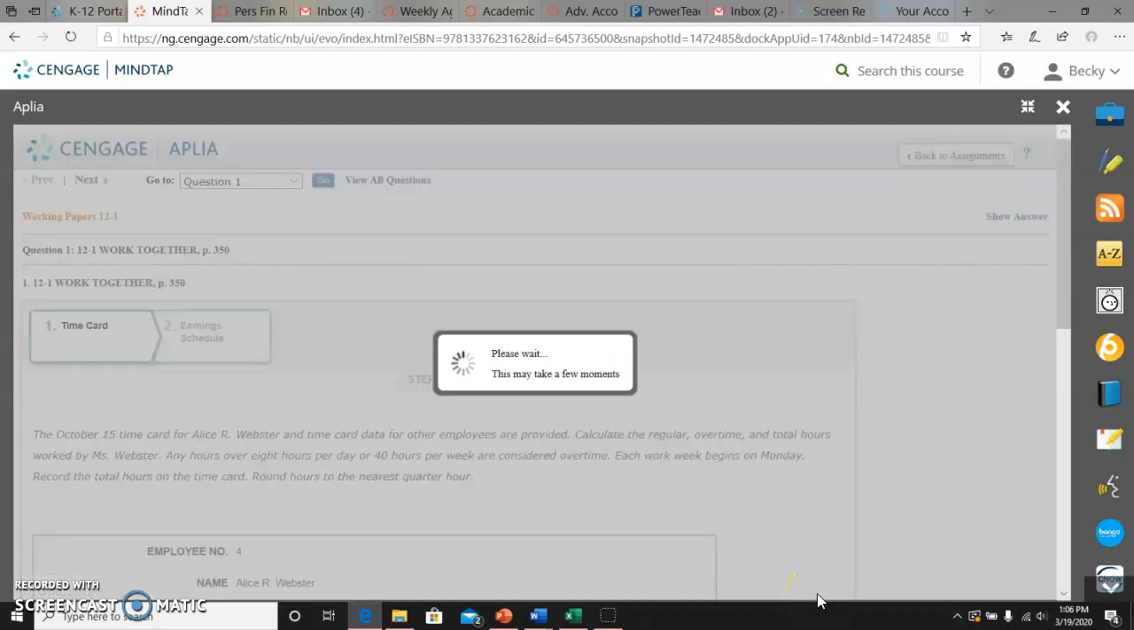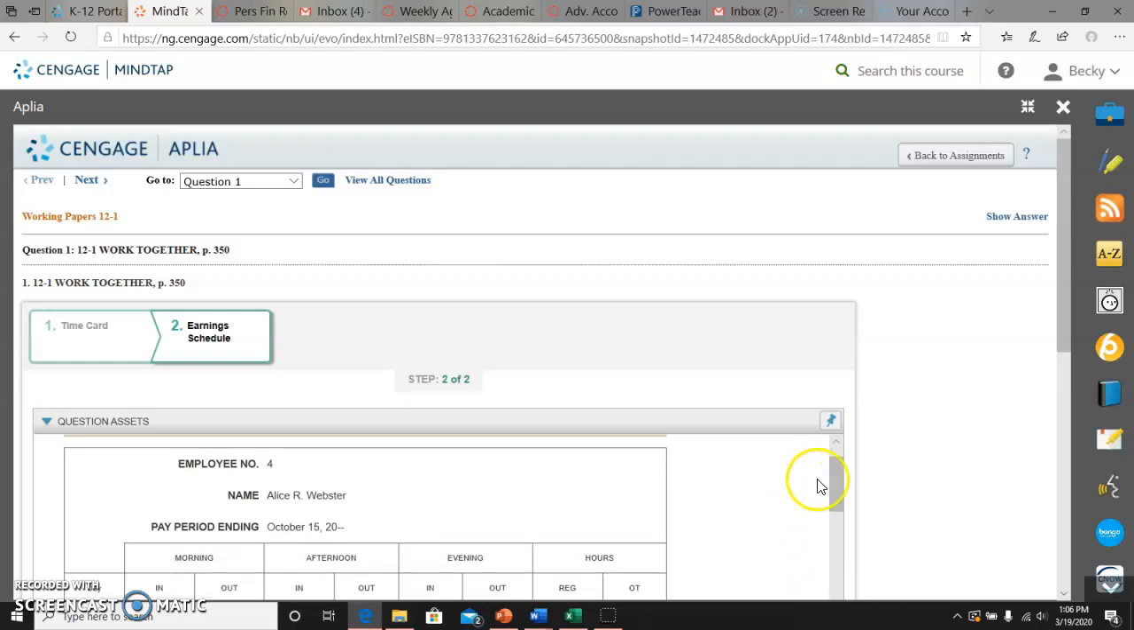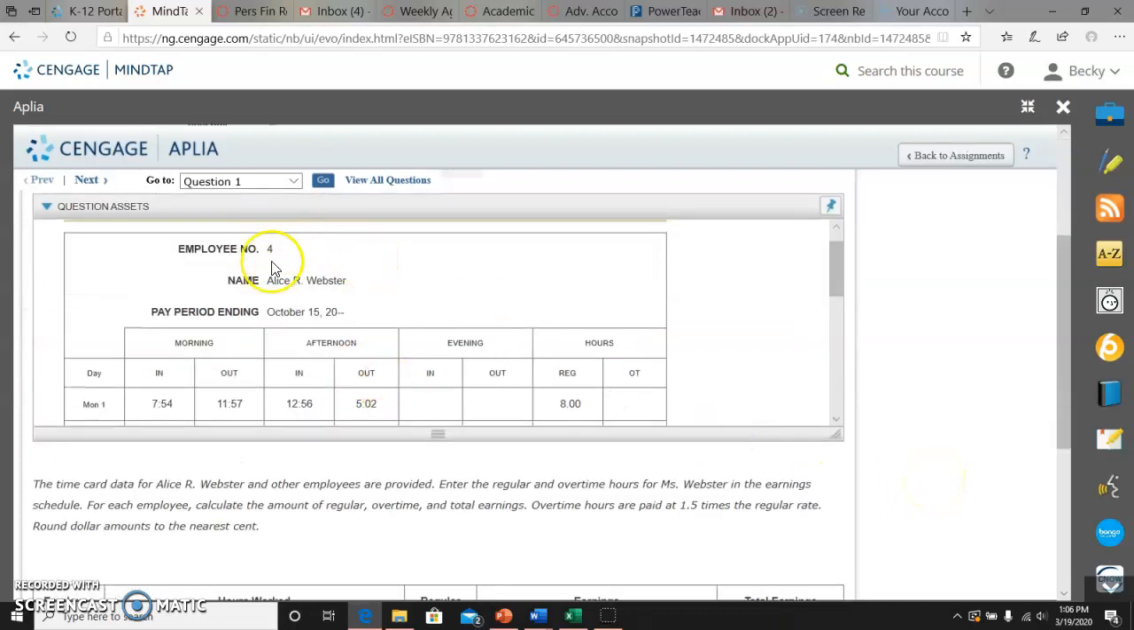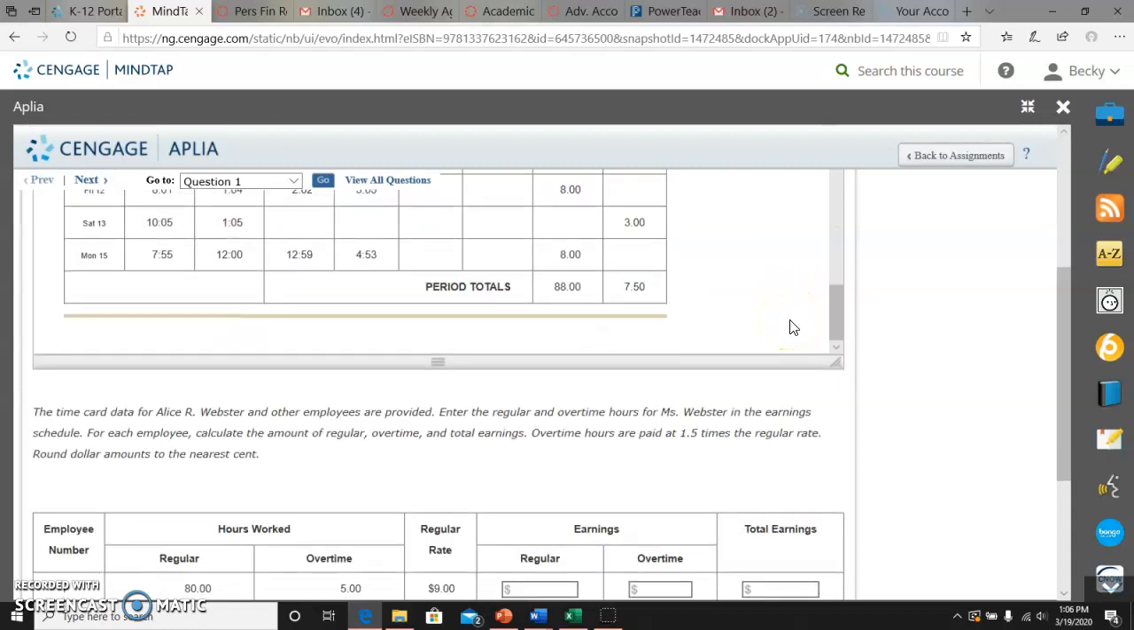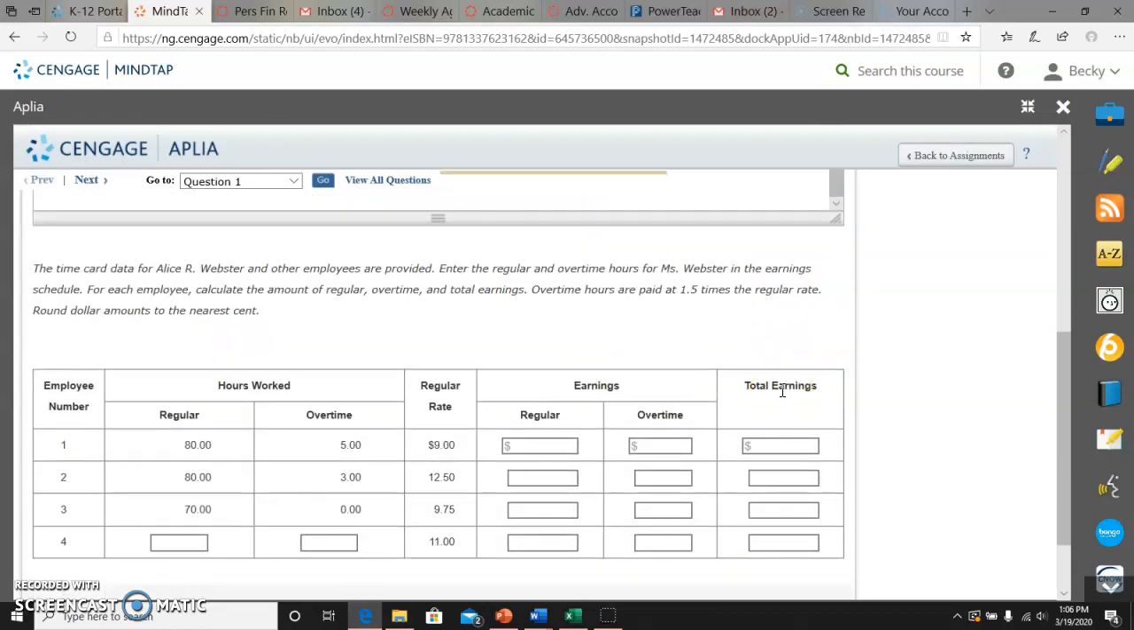Then we'll go to the next step, which is the earnings schedule. So on the earnings schedule, here's Alice's time card in case you didn't have that. And it says the time card data for Alice Webster and other employees is provided. Enter the regular and overtime hours for Miss Webster. In the earnings schedule for each employee, calculate the amount of regular, overtime, and total. Overtime hours are paid at 1.5 times the regular rate, round dollars to the nearest cent, and we know that money has 2 decimal places.